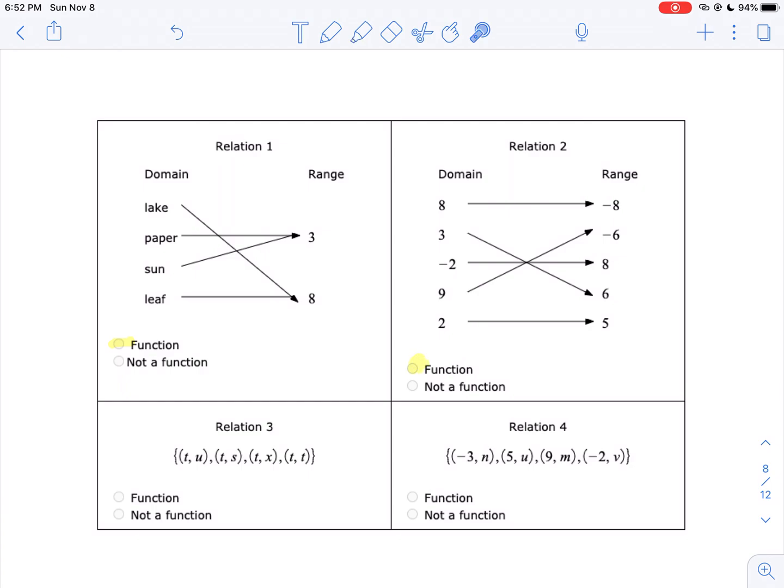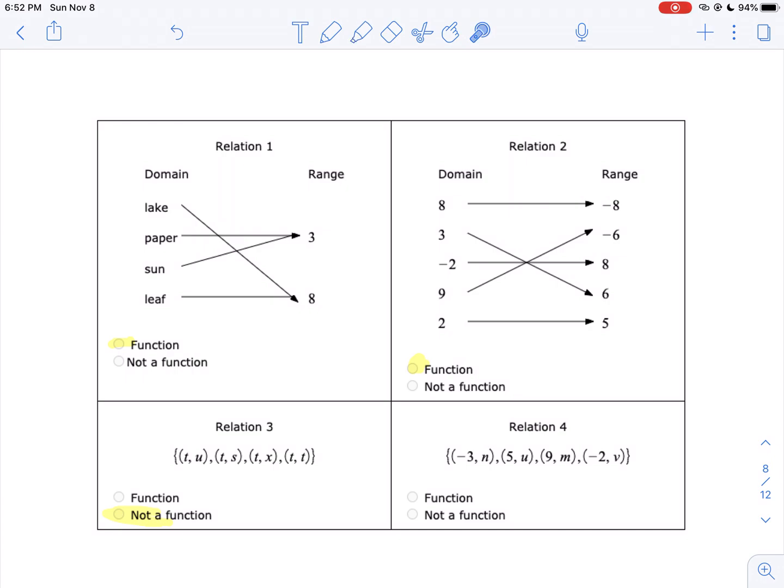On the next one, t, it doesn't, notice, if I say t, it's not predictable because the answer could be u or it could be s, in this case, or x or t again. So it's not predictable, so this is not a function.